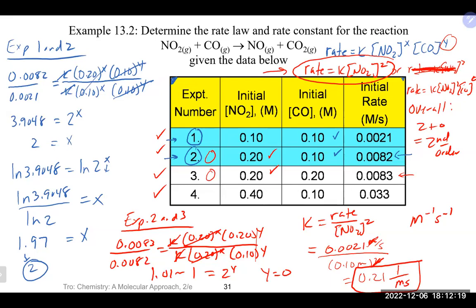You can, but because the exponent is 0, whatever number you put in there will end up as 1, basically. So it doesn't really matter. You can either put it in or not, but it'll end up as 1. Other questions? And these are the typical units that we see for a second order reaction overall.